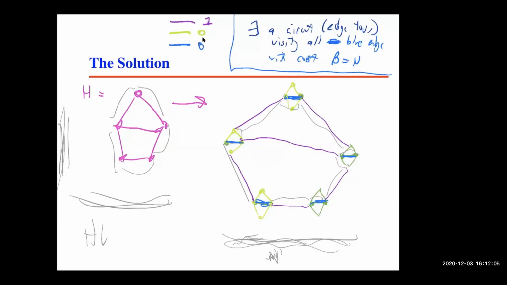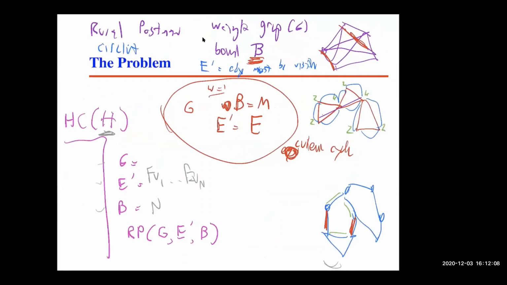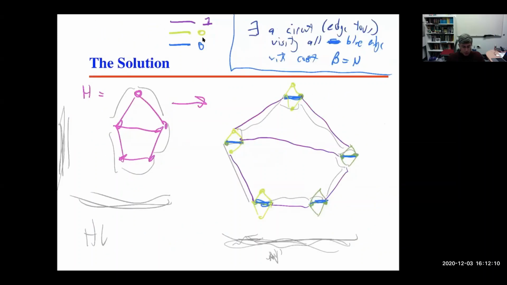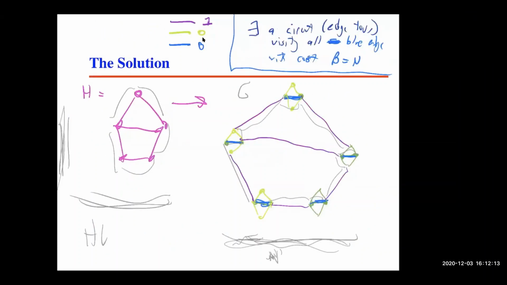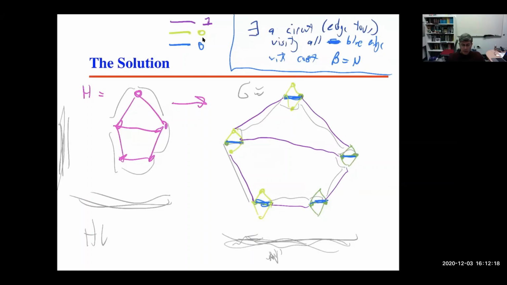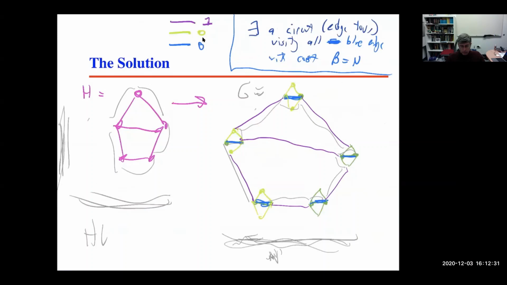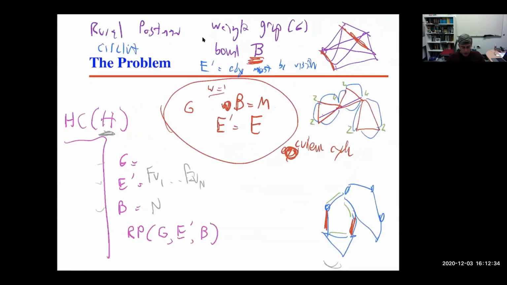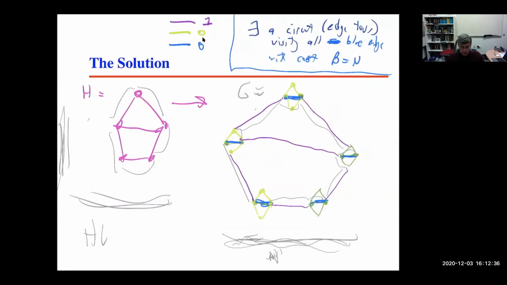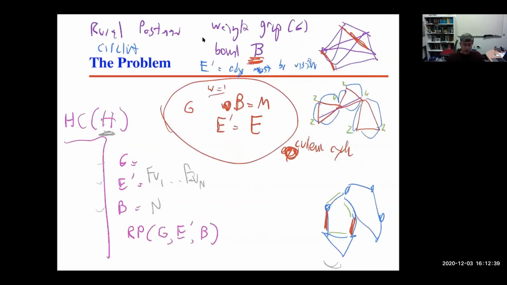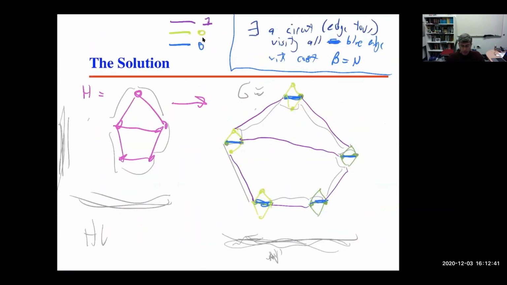On the previous slide, should G be equal to H? The answer is no. This is H, this is G. This is the corresponding G for this H. That's the idea here, right? I took my H and I constructed my G, and I built my E prime where the blue edge is here, and my bound was n. This was of weight 1.